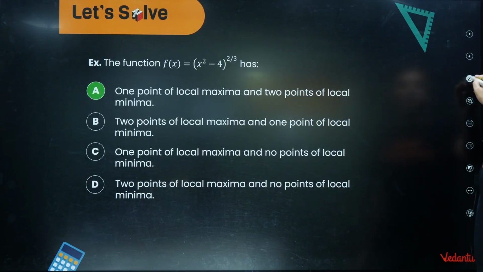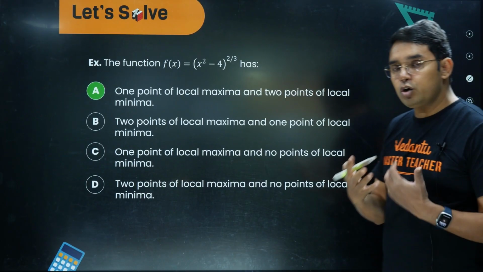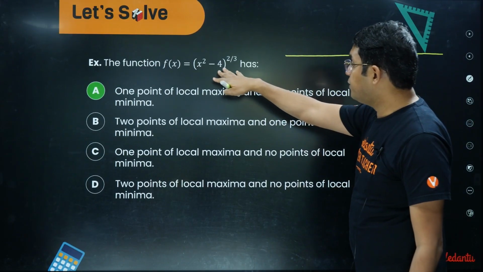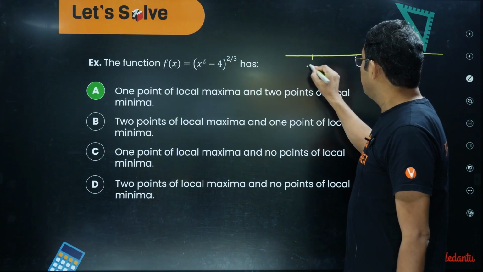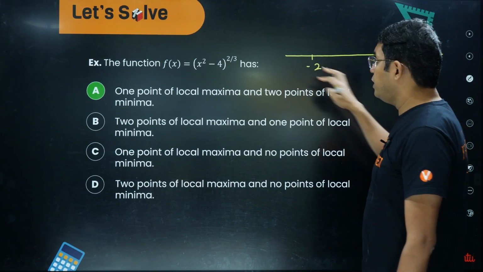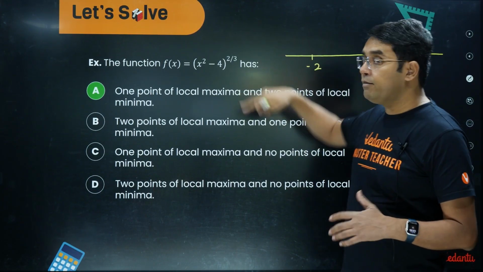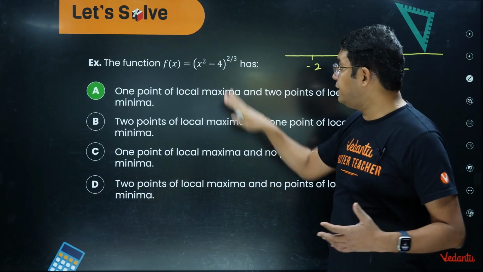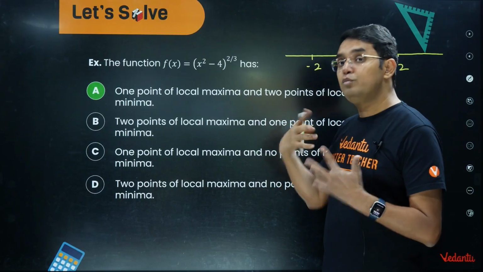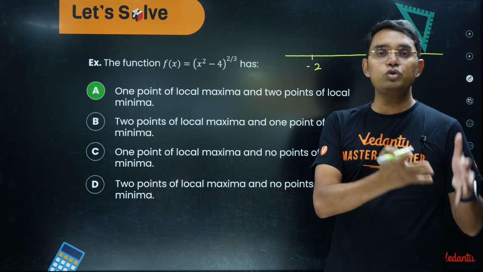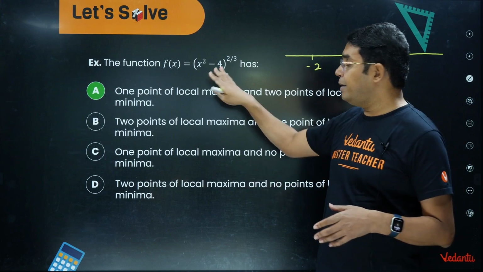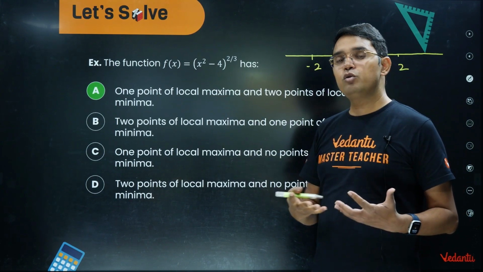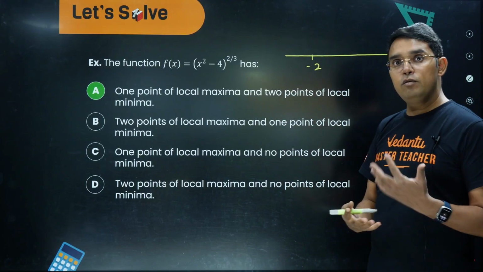And dear students, the other method is actually direct. I will not do the differentiation. Rather, I will be drawing the graph of this function directly. I can say -2 and +2 are those points where it becomes 0. And with power 2 by 3, whatever is inside, maybe positive or negative, it will become positive. Because 2 by 3 means either you first square and then take the cube root, that will make it positive, or first take the cube root and then square, that will also make it positive. So the graph is going to be always positive.